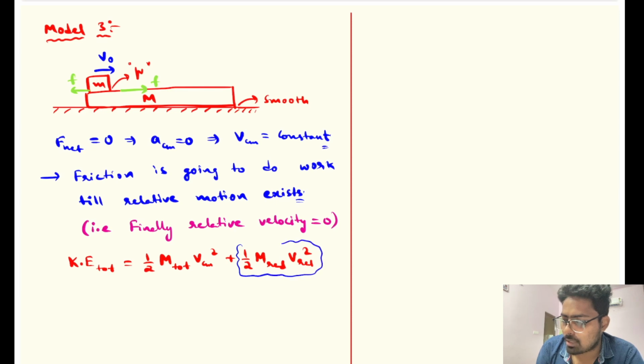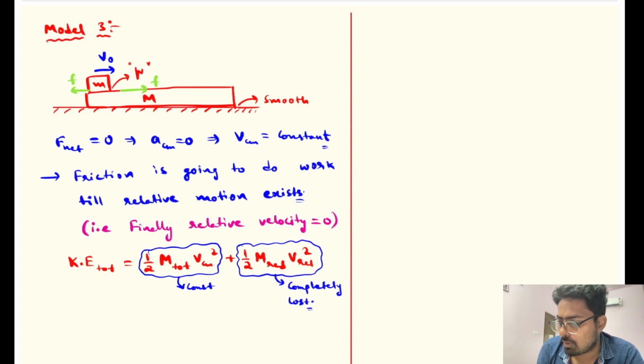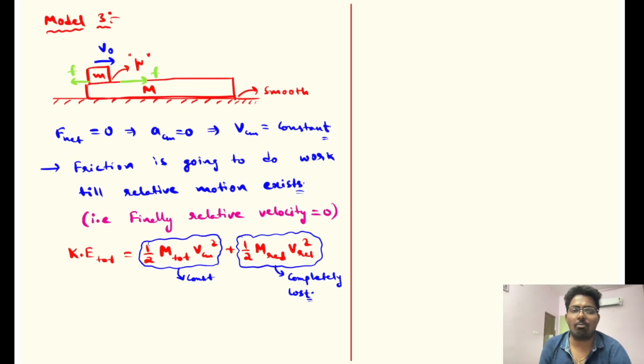The first part remains constant, and the second part is completely lost. Sir, how am I telling completely lost? Because the friction will stop doing work when the relative motion becomes zero. When it is completely lost, who has consumed that? The friction would have consumed that. So therefore the answer is done.